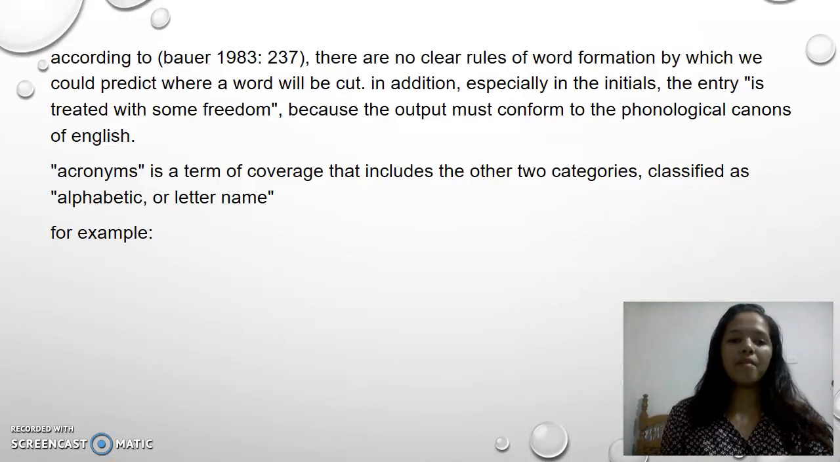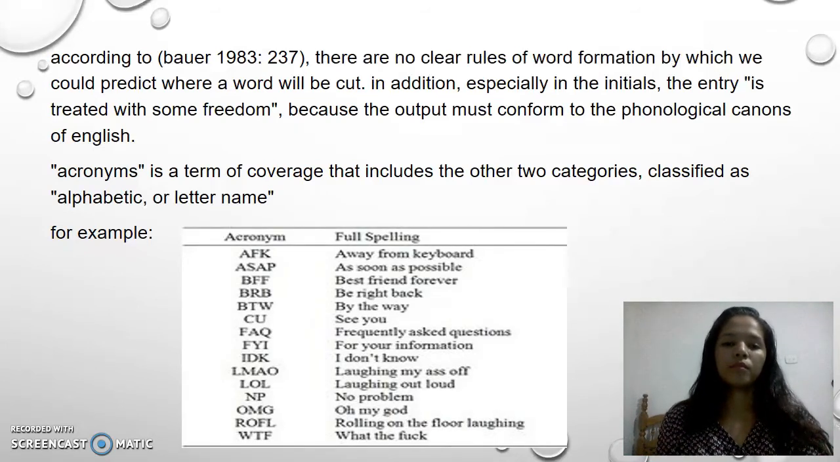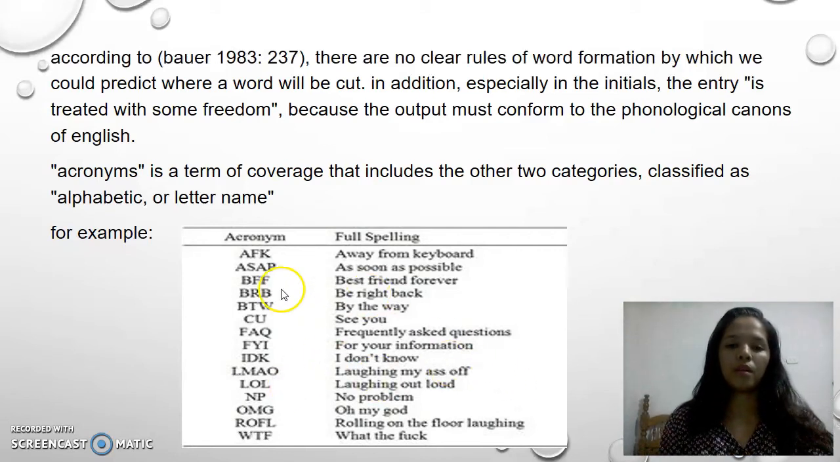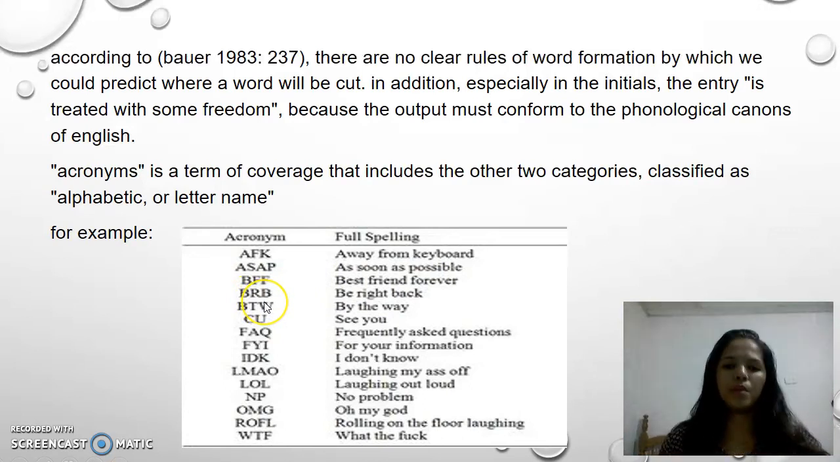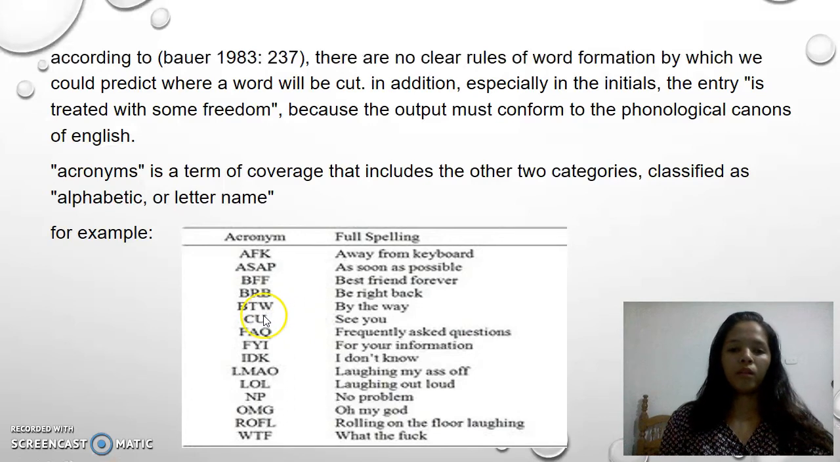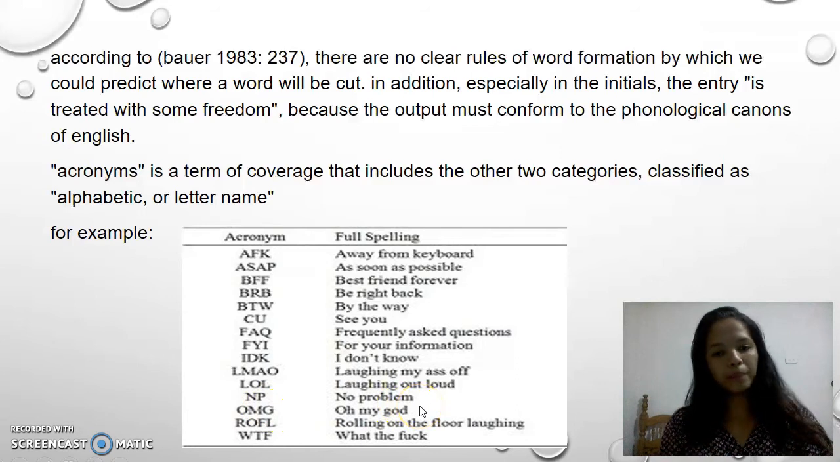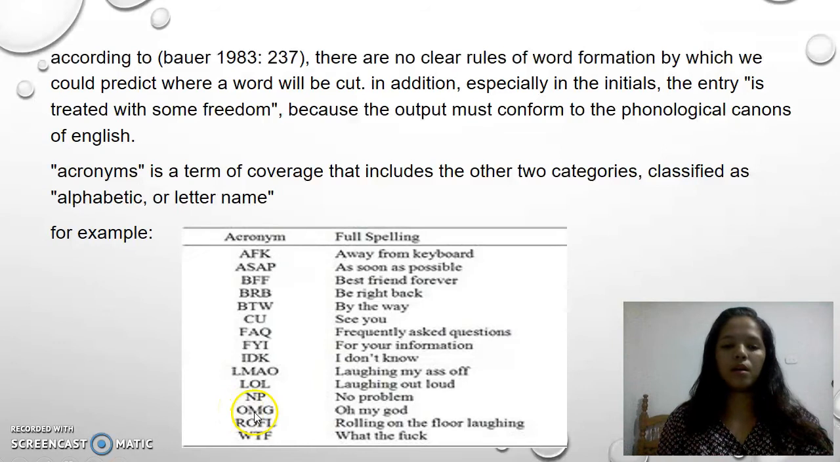Classification as alphabetic or letter name. For example, acronyms: ASAP, as soon as possible; BFF, best friends forever; BRB, be right back; BTW, by the way; NP, no problem; OMG, oh my god.